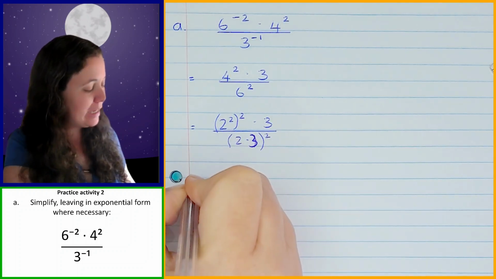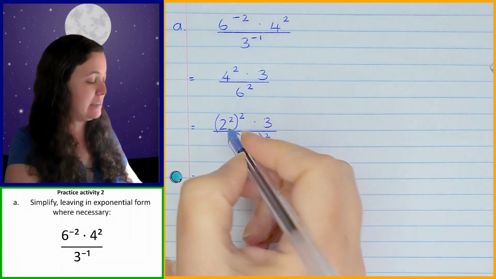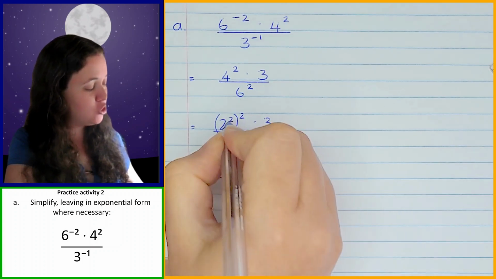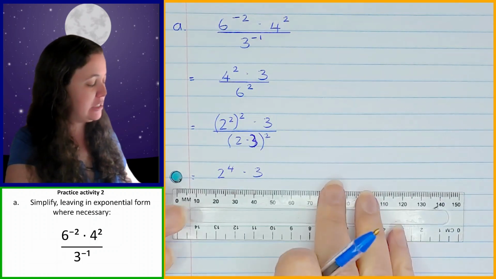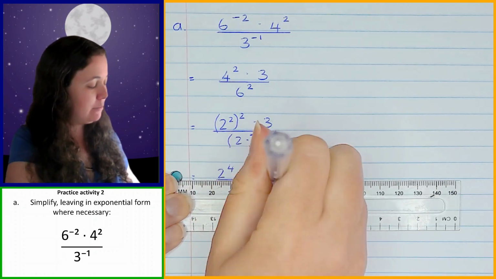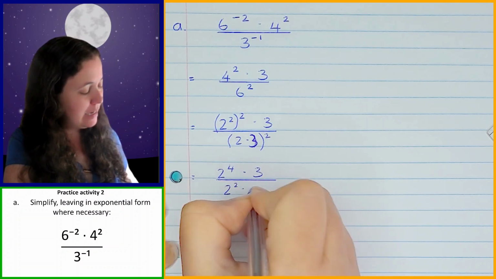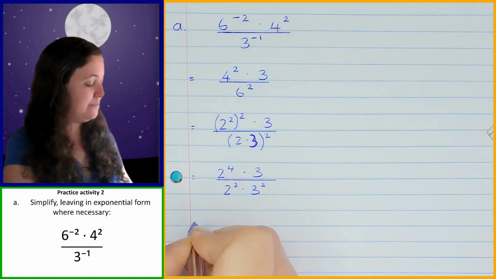Okay, so now let's go and get rid of those brackets that we just put in when we were changing our bases. So the 2 squared to the power of 2 is going to become 2 to the power of 2 times 2, which is 4, times the 3, which is already there, which isn't changing. And the bottom, I'm going to have 2 to the power of 2 times 3 to the power of 2. Okay, now we can go and simplify.